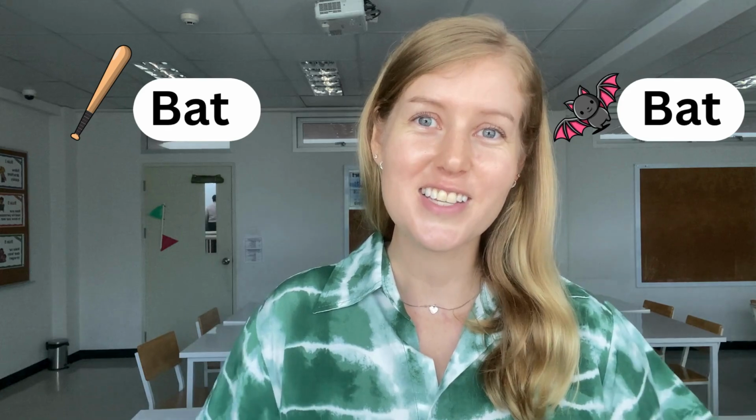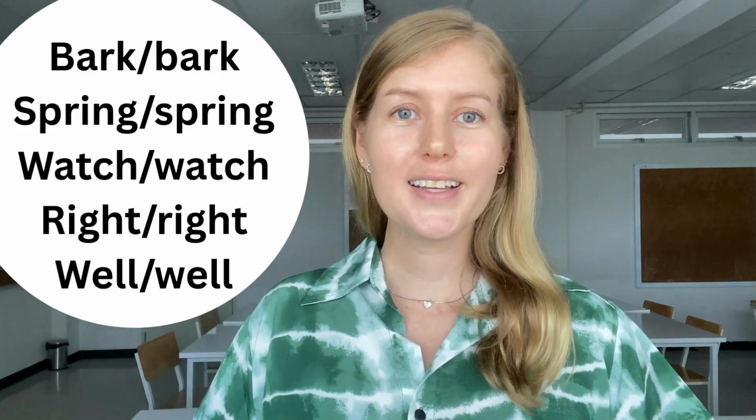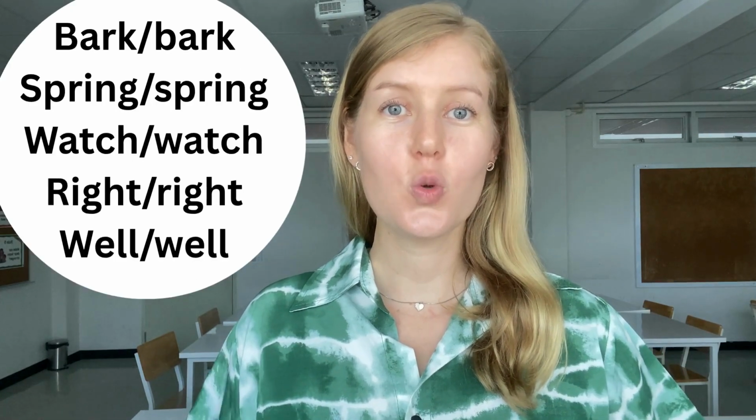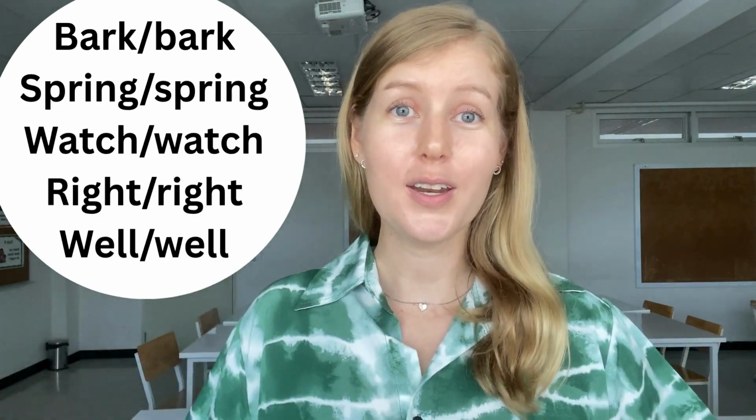So of course, these are very, very difficult for ESL learners to differentiate between and understand when we use each one. Other examples of common homonyms are bark, spring, watch, right, and well. All of these words have more than one meaning. The main reason why these are so tricky is that you, as an ESL learner, have to know both of these meanings for the same word.